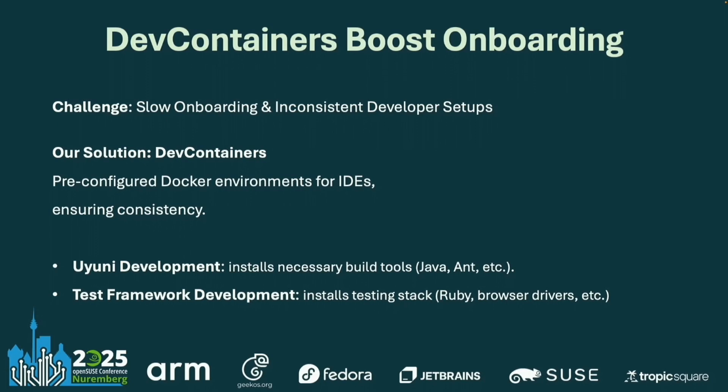Its Dockerfile installs things like the correct Java version and IDE and other tools needed to build Uyuni itself. The devcontainer.json file also sets things like environment variables, for example, JAVA_HOME, and commands to run after the container is created, like running an ant build to get necessary files. Second, we have the Uyuni test container. This one is just for developing our many tests, so the test framework.